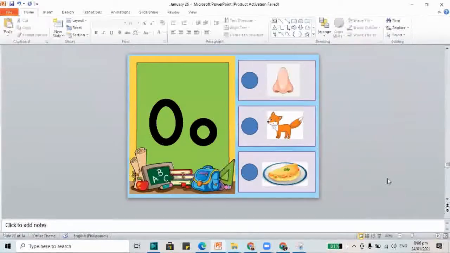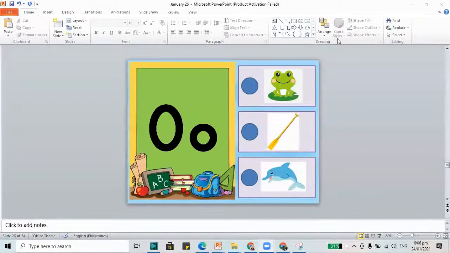And how about we check the ones that begin with the letter O? We have pictures here. Let's check it. If it begins with O, mark an X on the ones that go in O. Nose doesn't begin with O. Fox doesn't begin with O. But omelette begins with O. Let's check. Frog does not begin with the letter O. Dolphin doesn't begin with the letter O.